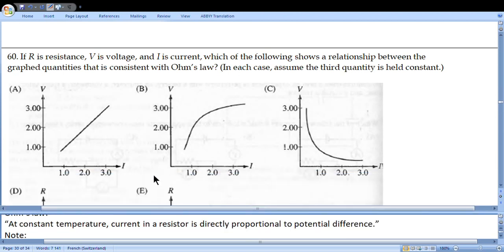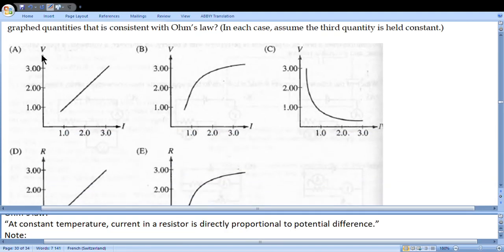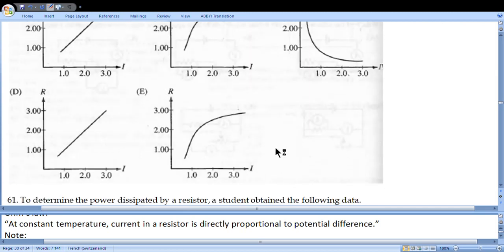Let us see. So I think this is the best case. So a straight line probably passing through the origin. Not a straight line, not a straight line, not a straight line. Here resistance should be constant regardless. Actually it has nothing to do with Ohm's law because there should be no resistance.